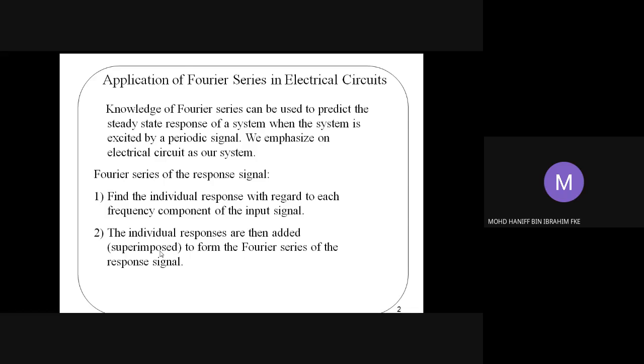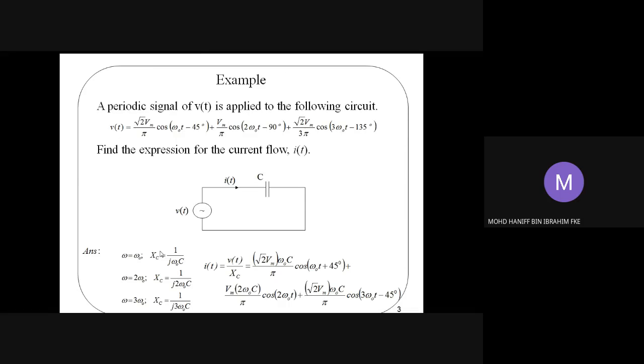So hopefully you understand the essence, the important information with regard to the application of Fourier series in electrical circuits. Okay, so let's have a look at these examples here. We are given an electrical circuit problem, a very simple circuit which consists of one capacitor, and we have the input voltage of V(t).